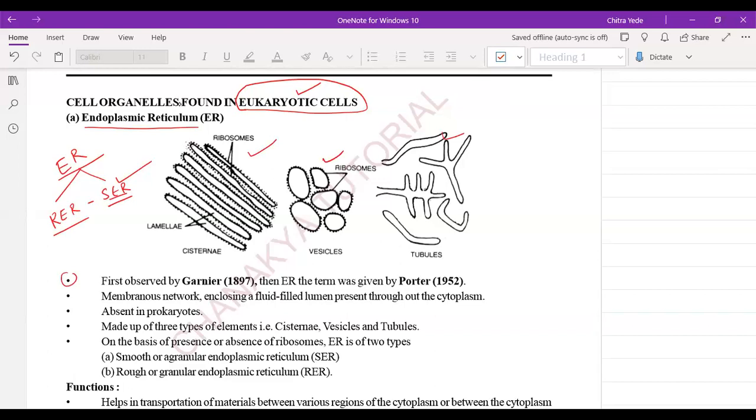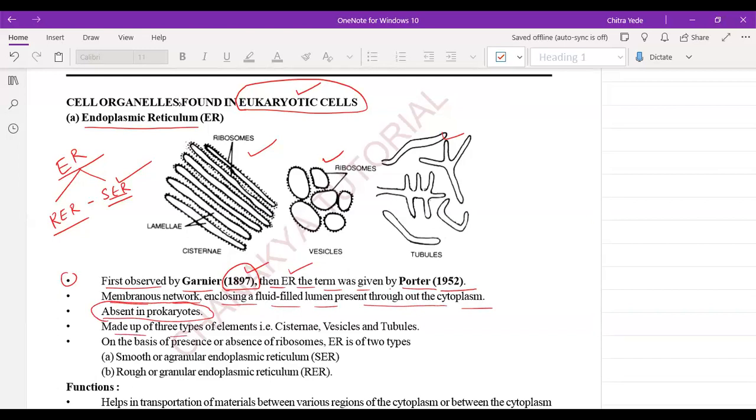It was first observed by Garnier in 1897. Then the term endoplasmic reticulum was given by Porter in 1952. It is a membranous network enclosing a fluid filled lumen present throughout the cytoplasm, from the nucleus to the cell membrane. It is absent in prokaryotic cell because it is not well membrane bound there.